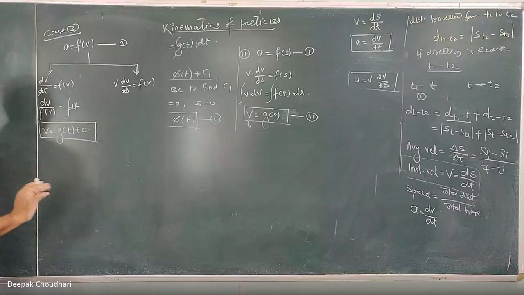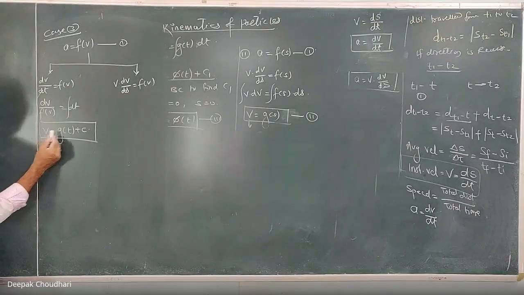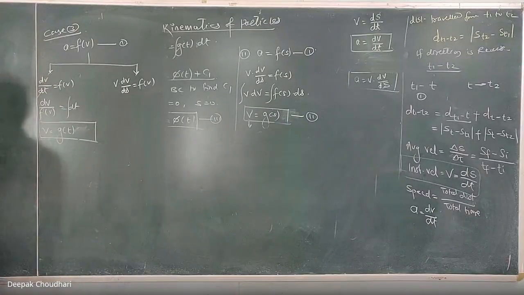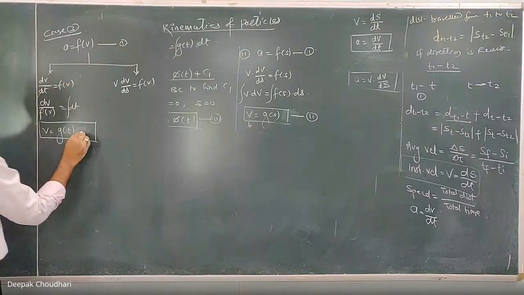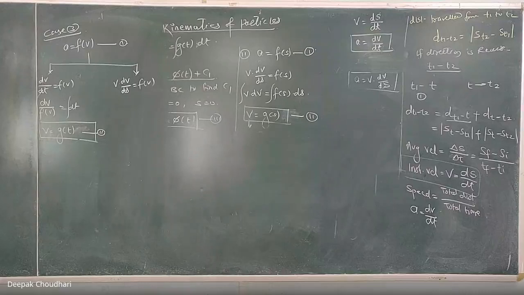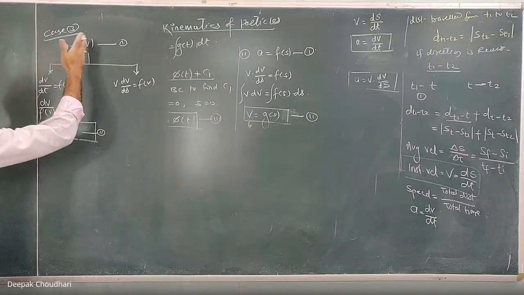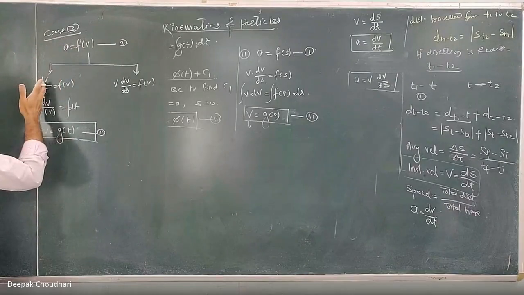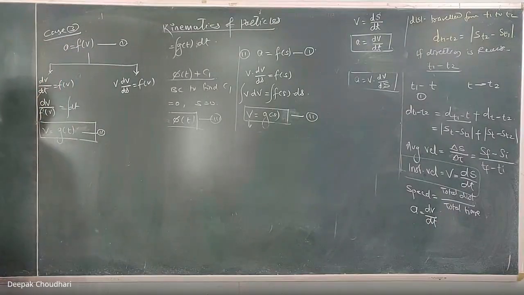Again, you have to use the boundary conditions. Now, these boundary conditions are in terms of v and t. Let t equal to 0. So this is the first equation. This is the second equation, which gives you v as a function of time t. Understood? Here, if acceleration is given as a function of velocity, and if you replace this acceleration by dv by dt, you will get v as a function of time t.